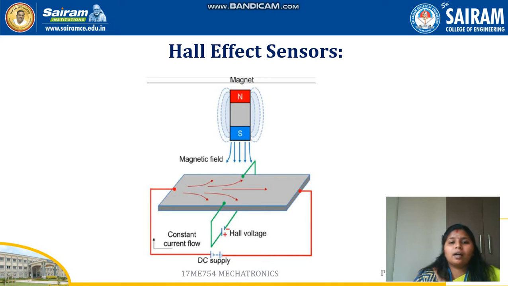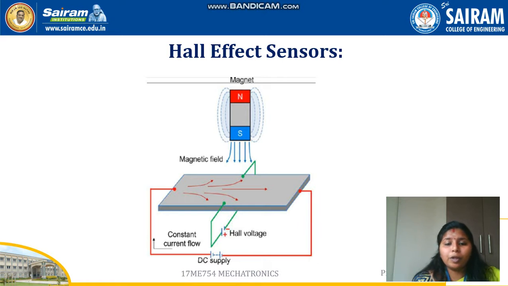So first, what is the Hall effect? Hall effect is when a current is flowing through a conductor. Consider this as a conductor. When a current is flowing through it, the beam is deflected by a magnetic field, and this is called the Hall effect. When a beam of charged particles passes through a magnetic field, the beam is deflected from its straight line path due to the forces acting on it.